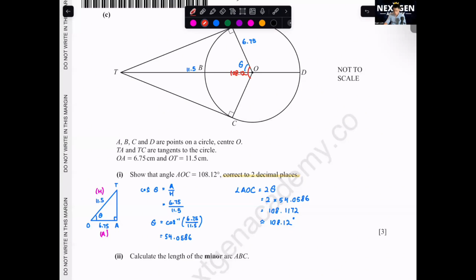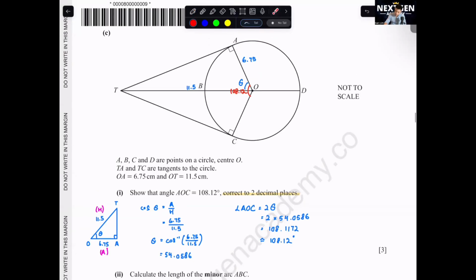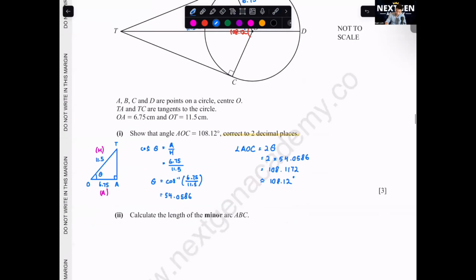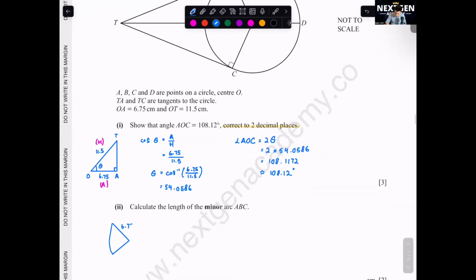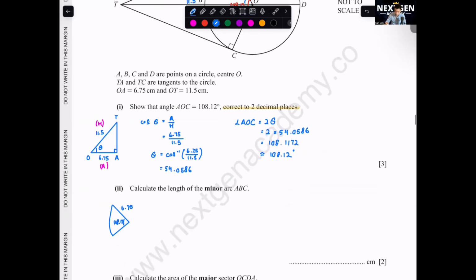Alright. Okay, number 2. Calculate the length of the minor arc ABC. ABC is this part here. So what is the length of the minor arc? We have this one here. This is 6.75. This one is 108.12. The formula for arc is this length here, equals theta over 360 times 2 pi r. This is the formula of length of arc.